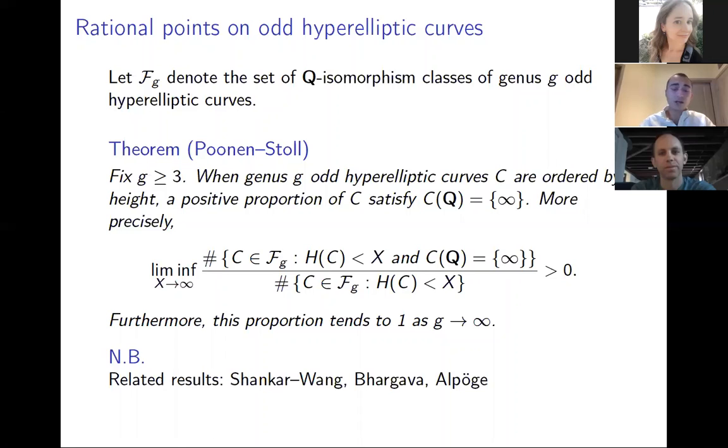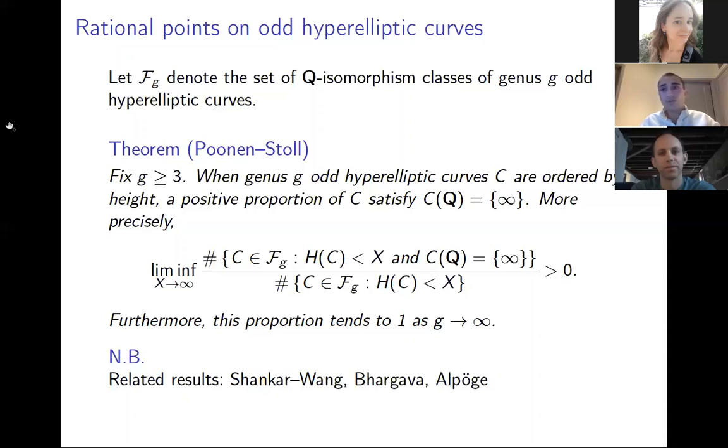So before we go to higher degree points, I want to just mention that there are related results of Shankar-Wang for even hyperelliptic curves, where the defining equation is even, Bhargava for the family of all hyperelliptic curves, and there's work studying the average number of points on genus 2 hyperelliptic curves.